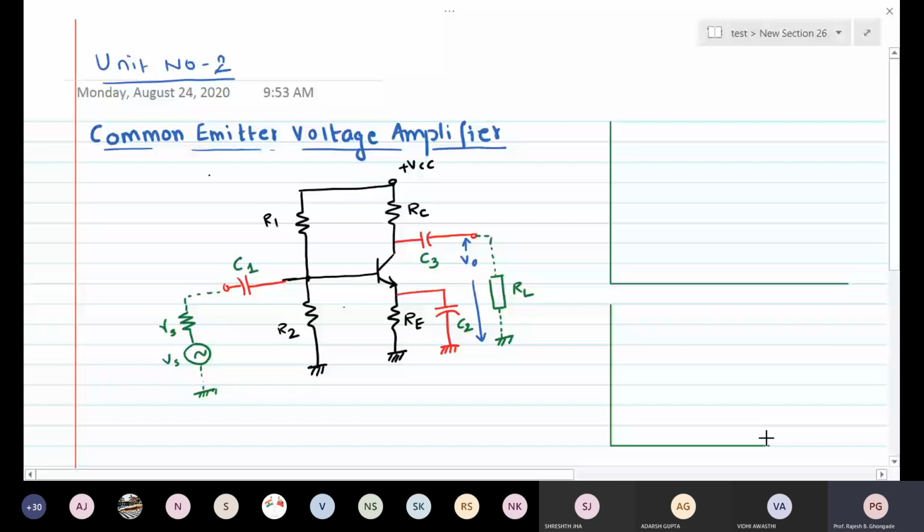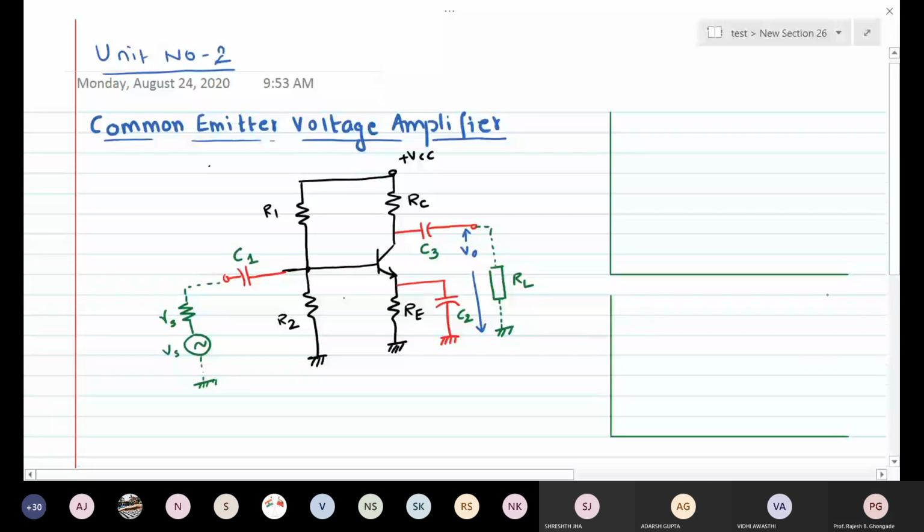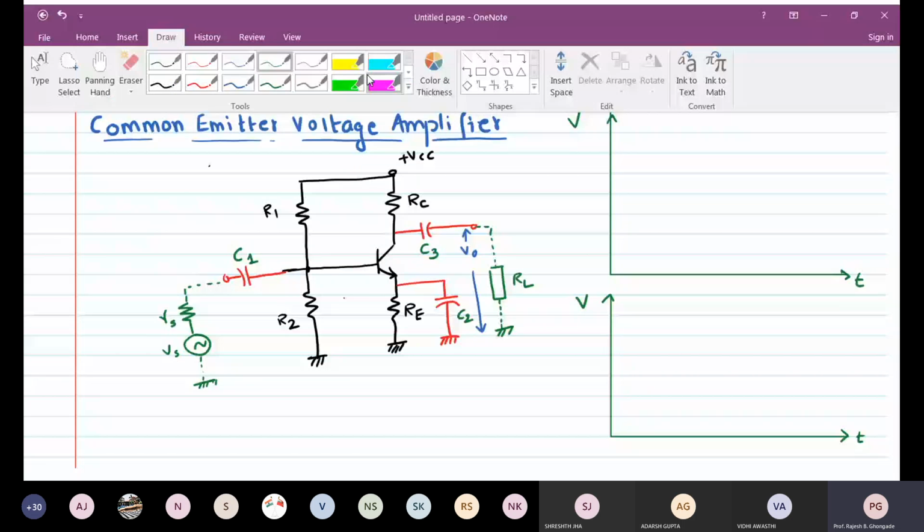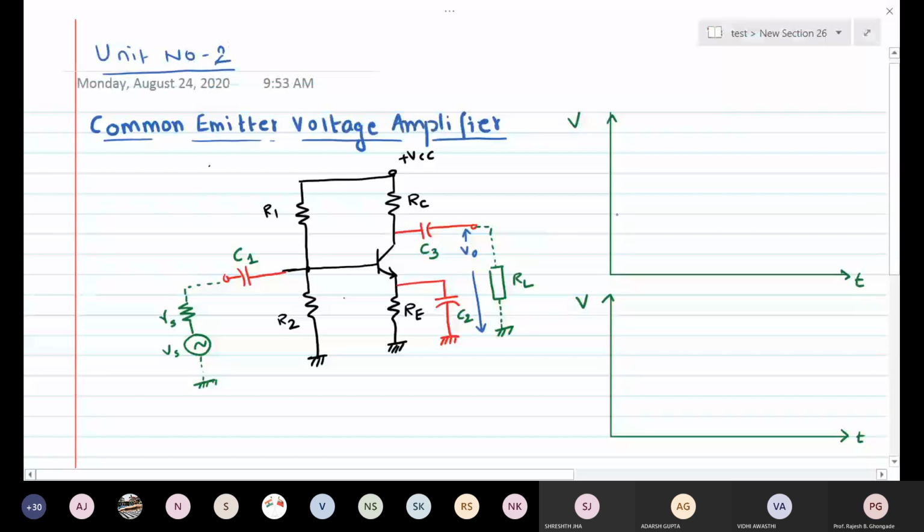So first of all, this is the time axis, this is the voltage axis. Okay, and here we have the input and the output relationships. So let me put it this way. This is the biasing level. Okay, in simple plain terms, this is the Q point. So this is your VCEQ.